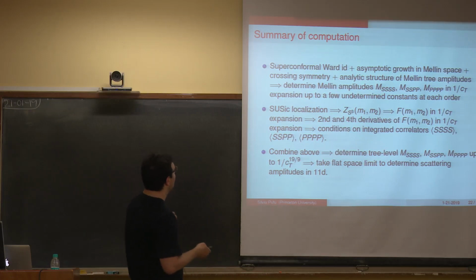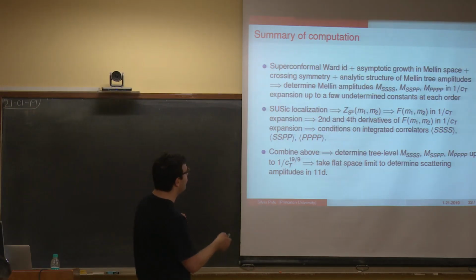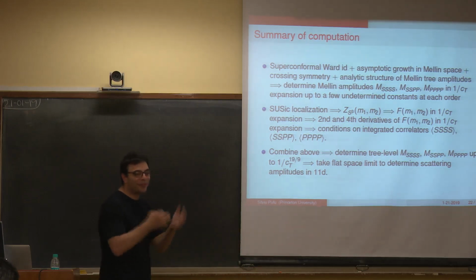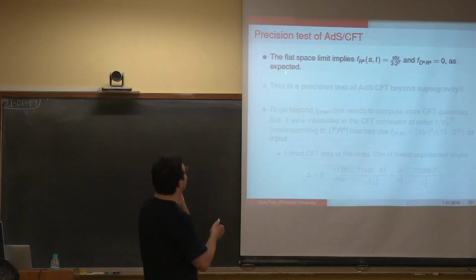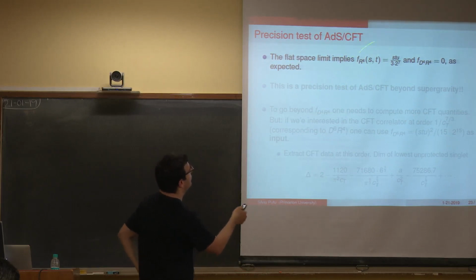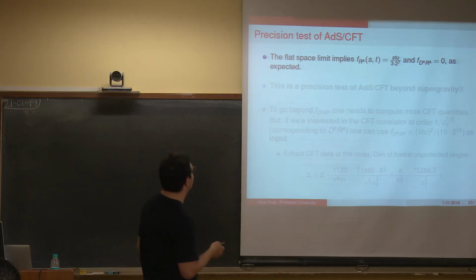Okay, so I said this. Now the flat space limit. Unfortunately, the formulas for these things are very complicated, but you can find them in the paper. Then you take the flat space limit, and you reproduce this R to the fourth, and you can show that D to the 4 R to the 4 is 0.